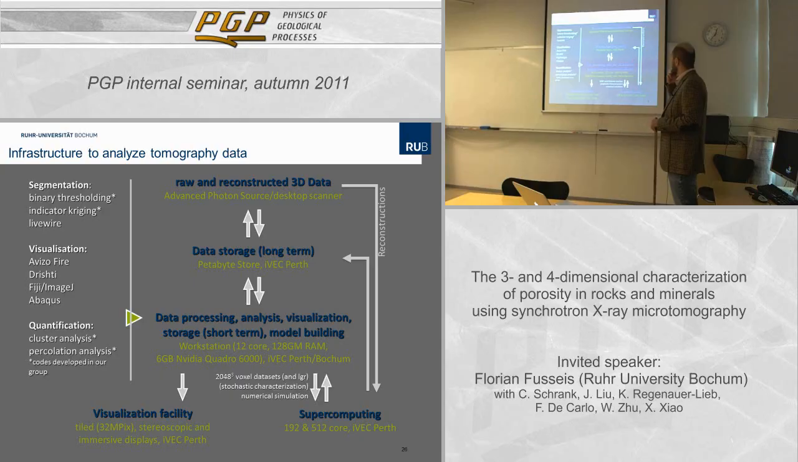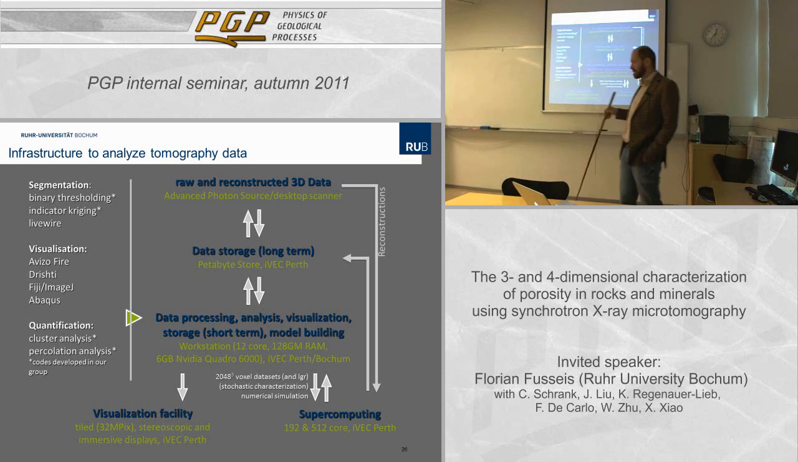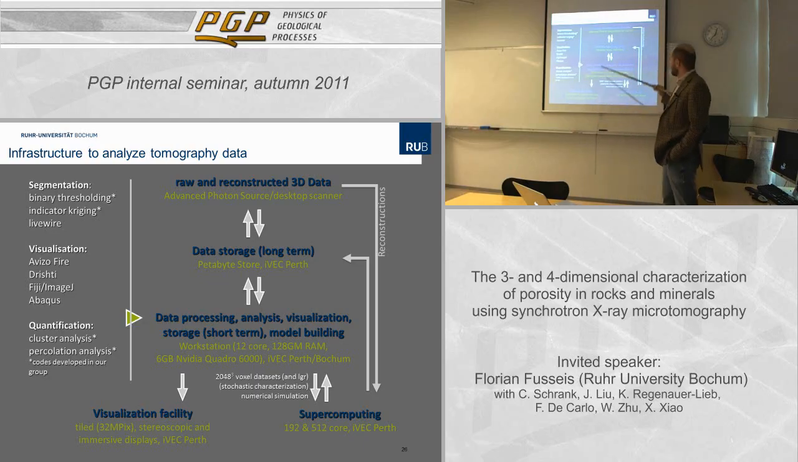And in Perth, I was really lucky because we had a very sophisticated infrastructure available, which allowed us to receive both raw and reconstructed data from the Advanced Photon Source. We now also have the funding there to acquire a pretty state-of-the-art desktop scanner. And that was directly delivered into long-term data storage.